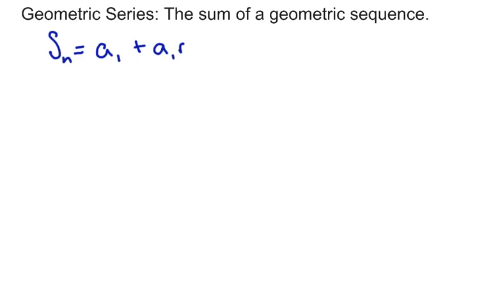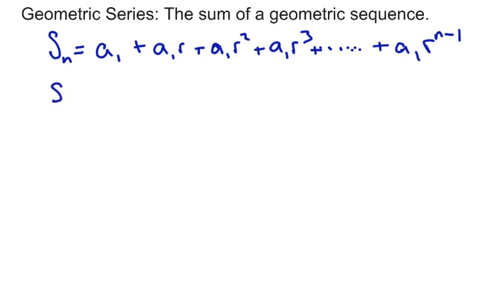So this would be a1 times r to the first, plus the third term is a1 times r to the second. The fourth term is a1 times r to the third, and so on, all the way down to a1 times r to the n minus 1, which remember is the formula for every term in a geometric sequence. And all we're doing is adding all of those terms together.